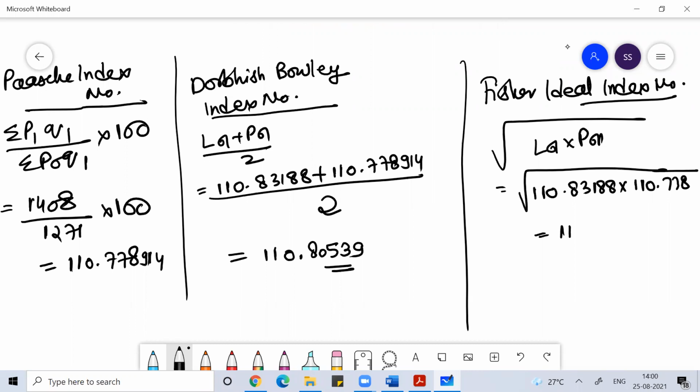You will get 110.8049. This is the Fisher ideal index number. Any doubt, anyone?